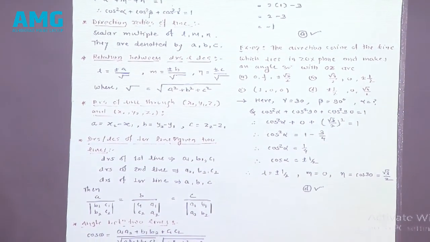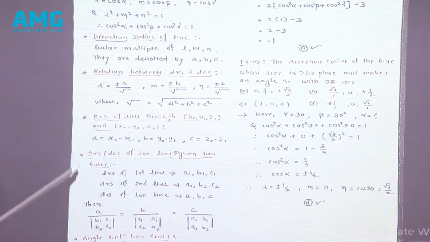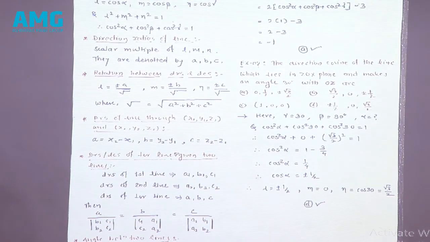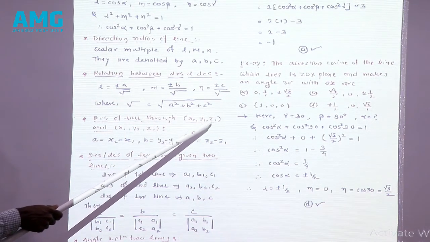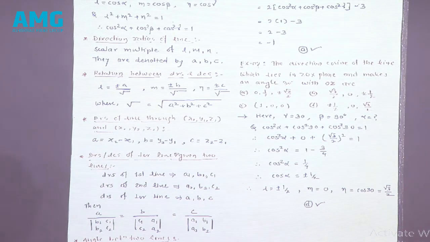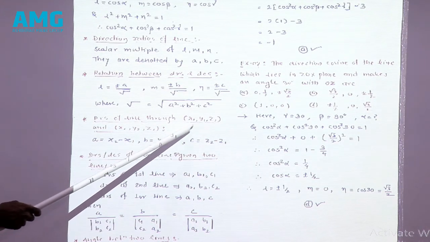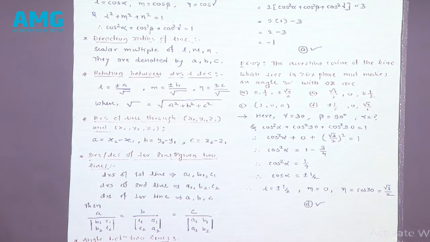Our target is to find DCS and DRS of the line, and another tool related to this is the DRS of the line through the 2 points x1, y1, z1 and x2, y2, z2. That is, a line passes through the first and second point. The 2 points of the line are given here: firstly we write x1, y1, z1 and the second point is x2, y2, z2. Then find the DRS by using the formula A is equal to x2 minus x1, B is equal to y2 minus y1, C is equal to z2 minus z1.